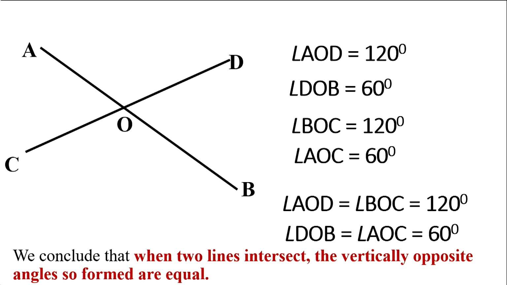What conclusion can we draw? Yes, we can come to know that when two lines intersect, the vertically opposite angles formed are equal. That means vertically opposite angles are always equal to one another irrespective of the measurement of the angle. Here in this case, the angle measurements are 120 and 60 degrees. So if it is a different measurement also, they are going to be equal.